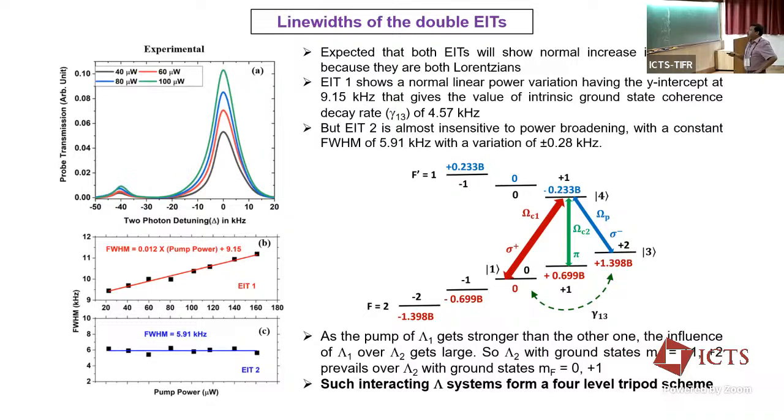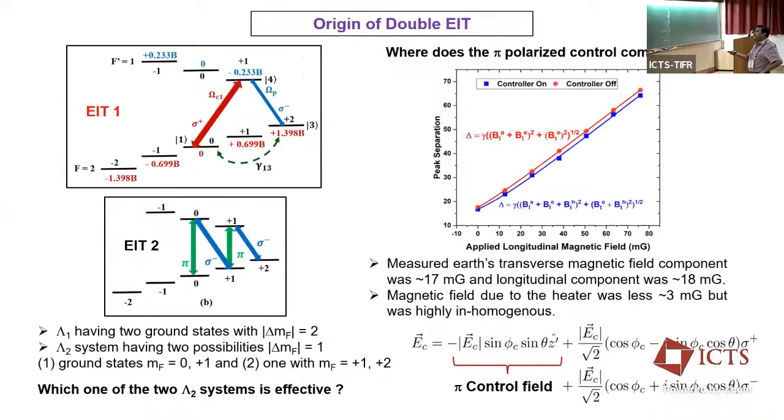One thing we understood is that as the pump of lambda1 system gets stronger than the other one, the influence of lambda1 on lambda2 also gets larger. So while increasing lambda1, the one with lambda2 will go down. And so lambda2 with the ground state of MF plus 1 and plus 2 will prevail over the lambda2 with the ground state of MF 0 and 1. What I mean is that you have two ways to define the lambda2 system. So is it like two lambda2 systems operating at the same time?